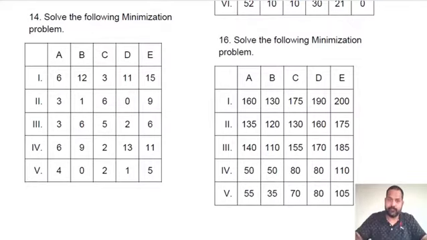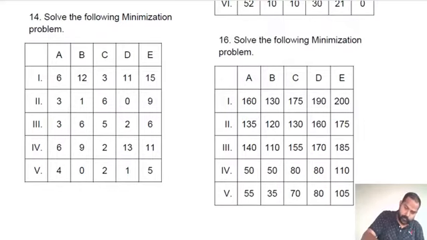We come back to question number 14. That was question number 13 that we did. Question number 14. What does question number 14 say? Solve the minimization problem, which means I have to minimize. Fantastic. So to solve a minimization objective problem, let's first write down the question.